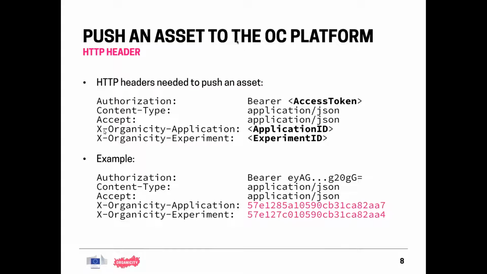Then you add the X-Organicity-Application and X-Organicity-Experiment headers, which are the application ID, which you also get from the experimenter portal, and the experiment ID. I just created an example which includes the two identifiers, which I have shown on the slide before. You can add your token as well, and these are the headers you need to push an asset to the Organicity platform.